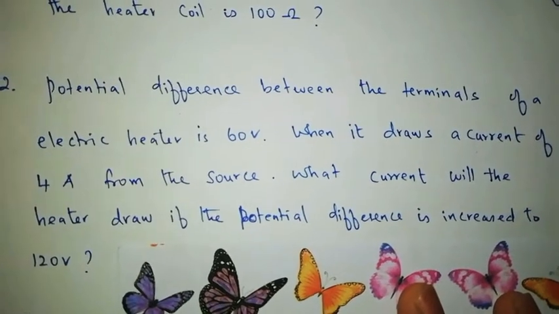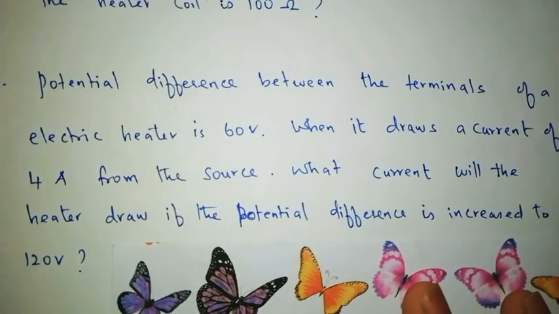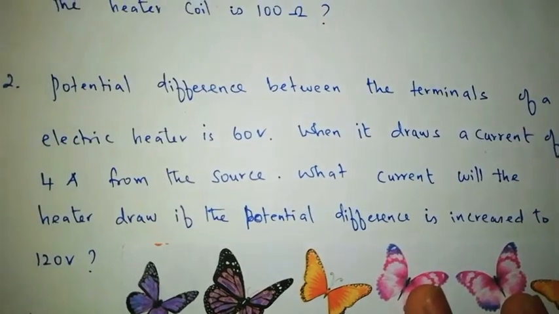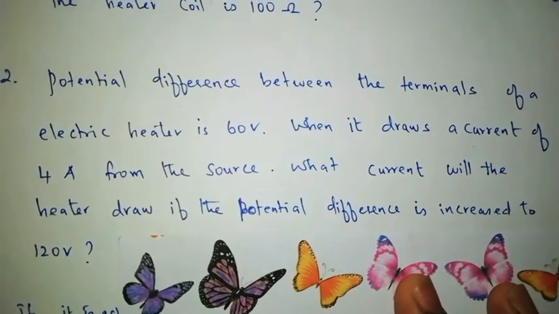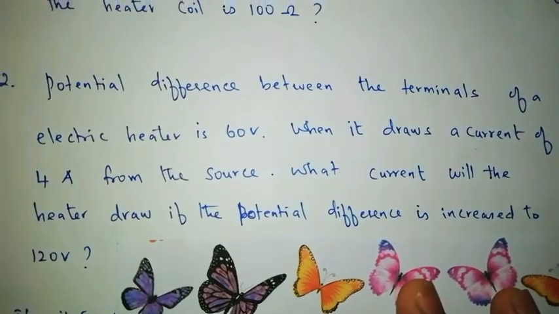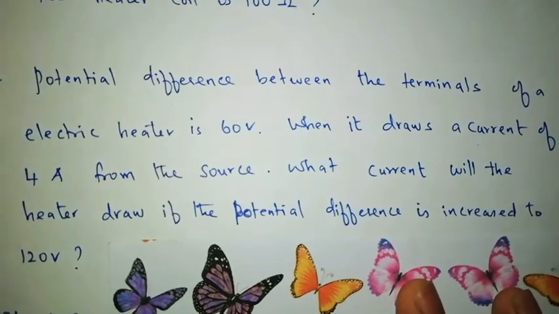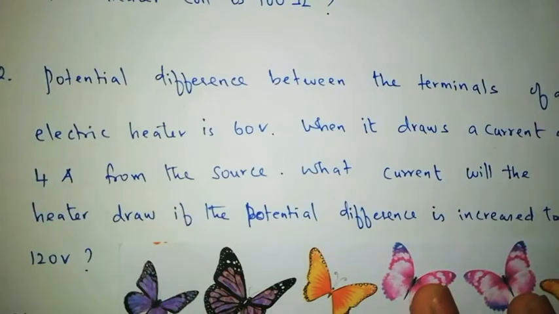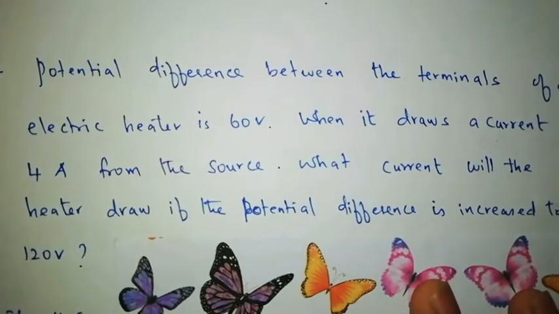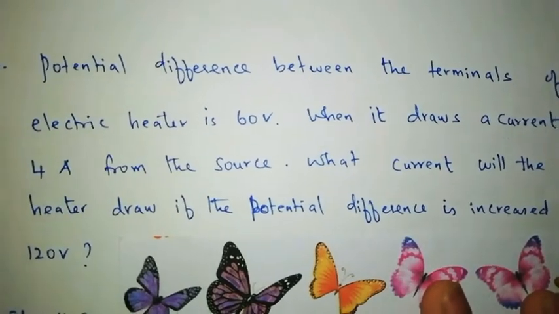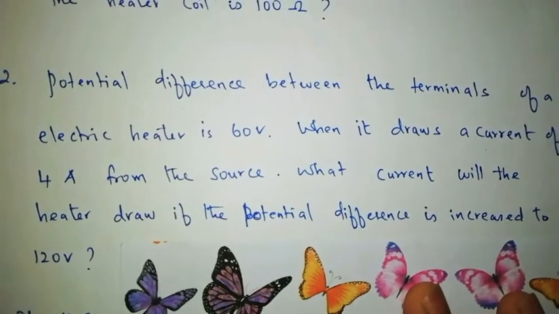So first thing is the potential difference between the terminals of the electric heater. That means the potential difference, the voltage which goes inside the electric heater, is 60 volt, right? And it draws a current of 4 amp. That means it takes 4 ampere from the source. Okay, what current will the heater draw if the potential difference is increased to 120 volt?